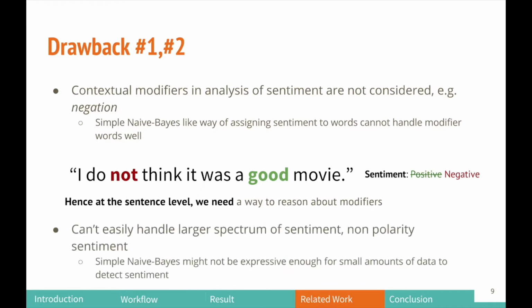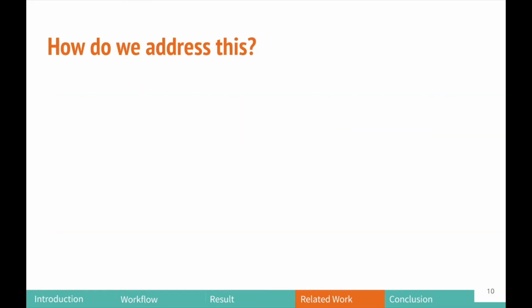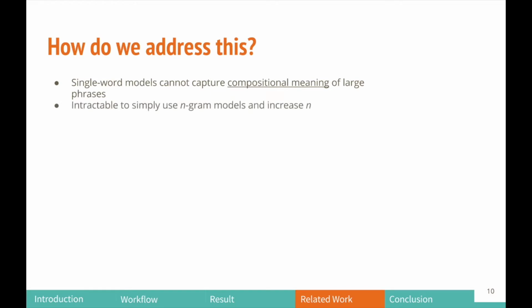Furthermore, the naive-Bayes model might not be expressive enough for handling a large spectrum of sentiment or non-polar sentiment like sad, happy, angry, and so on. So, how do we address this? Firstly, single word models cannot capture the compositional meaning of phrases. The authors also point out that it is computationally expensive and also limiting to use n-grams with large n, as the amount of data required would grow exponentially.